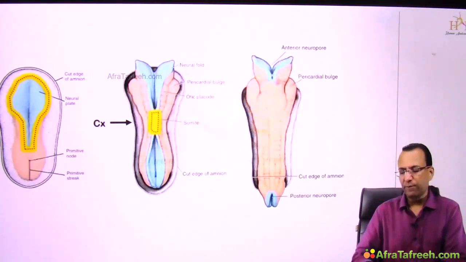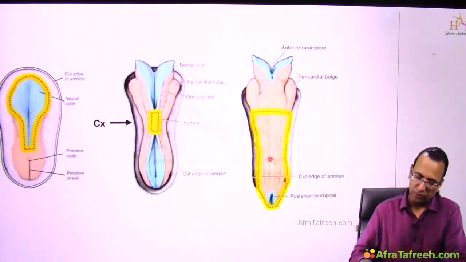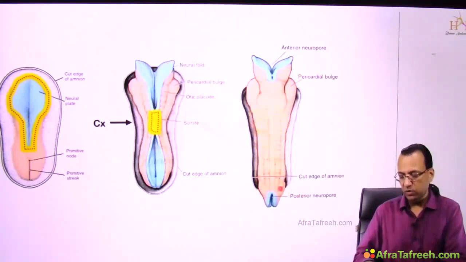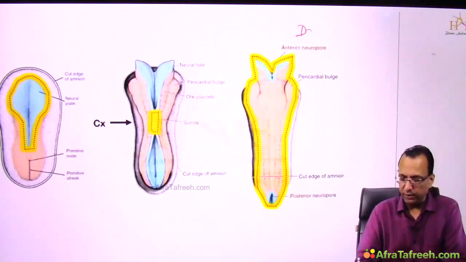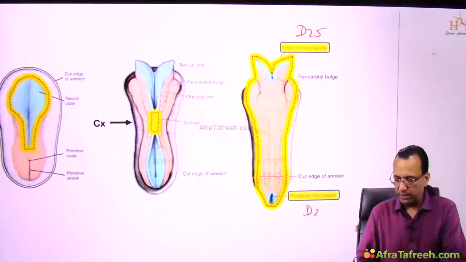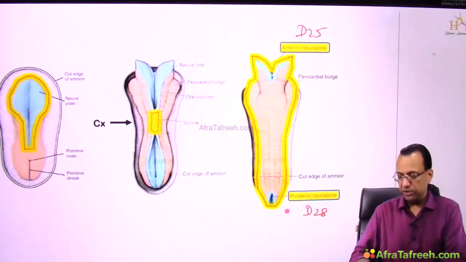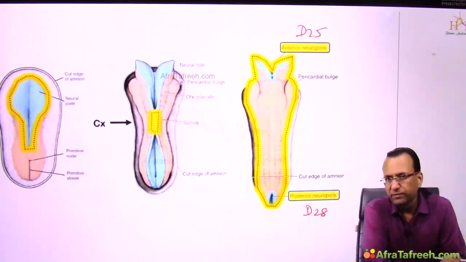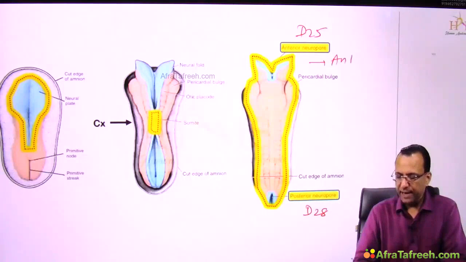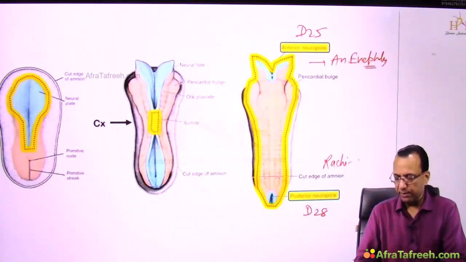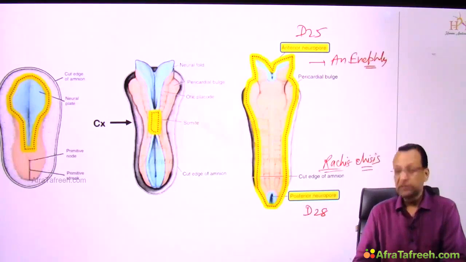See, the brain will not form properly until the anterior neuropore is closed, and similarly the spinal cord will not form properly until the posterior neuropore is closed. They must close. See, the anterior neuropore closes by day number 25 and the posterior by day number 28, and if they don't close, there will be open neural tube defects. Open neural tube defects might be anencephaly or rachischisis. Now we want to talk about that rachis, and anencephaly also.